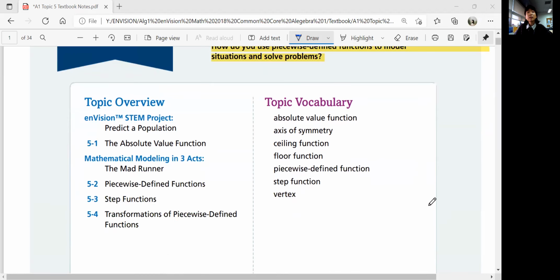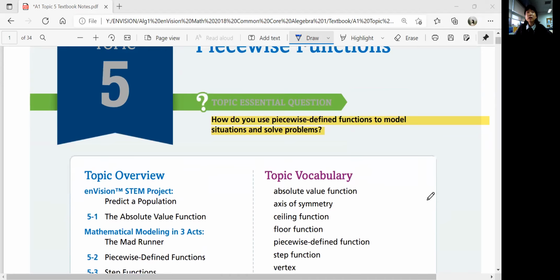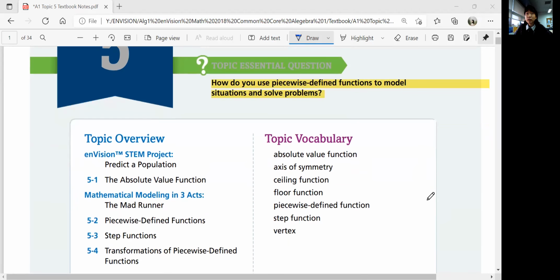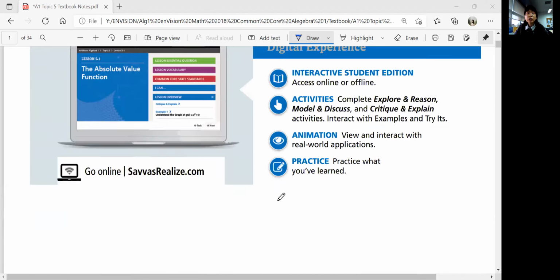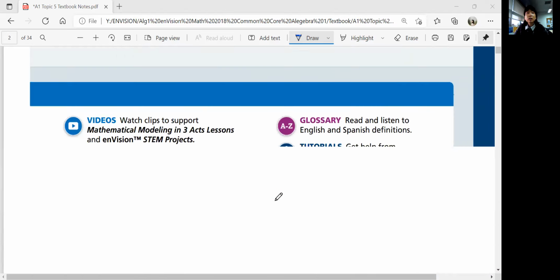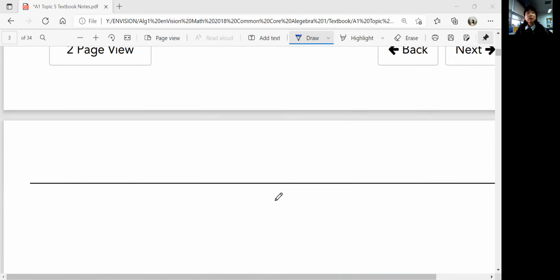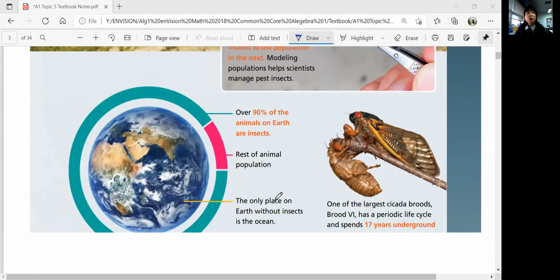In this topic we have only 4 lessons, but piecewise functions could be a little bit tricky, so you need to follow through well. Topic vocabularies are absolute value function, axis of symmetry, ceiling function, floor function, piecewise defined function, step function, and vertex. So let's get started. Here's the topic 3 project.